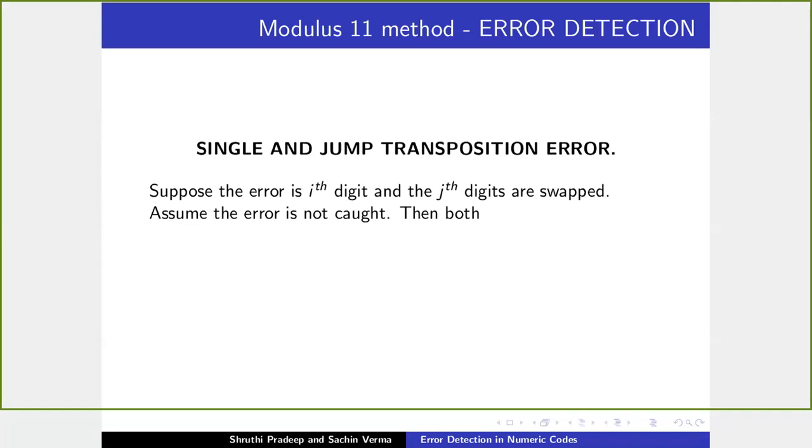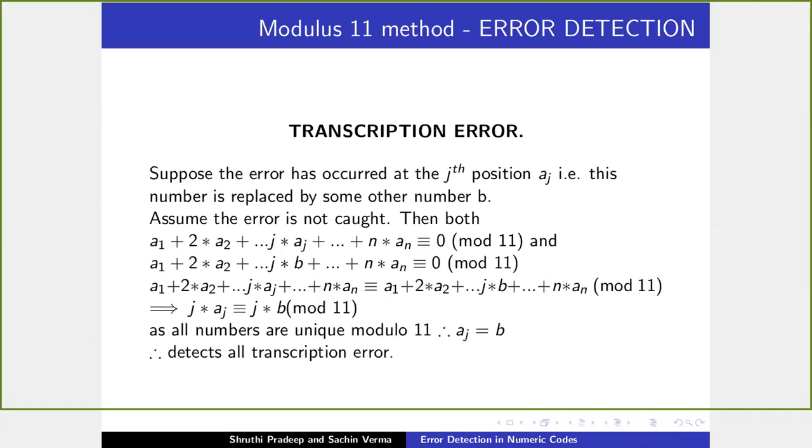So which tells you also that it cannot happen that the error is not caught. If it's not caught, it has to be the same number. So it detects all transcription errors. You can take examples and see. Shall I proceed to the next error? Is this error clear? I just explained it in detail.